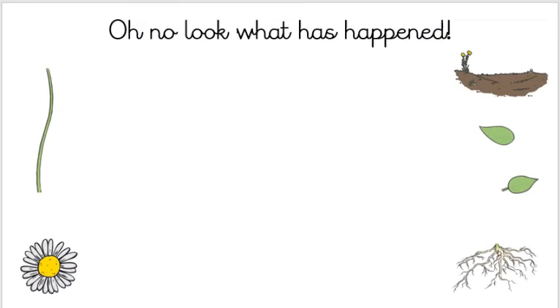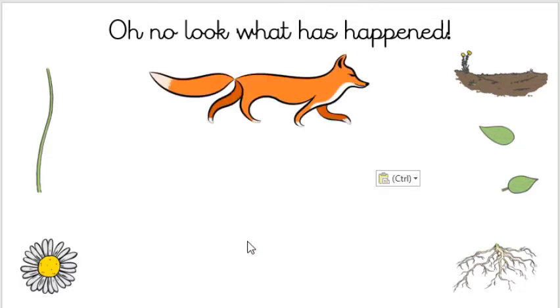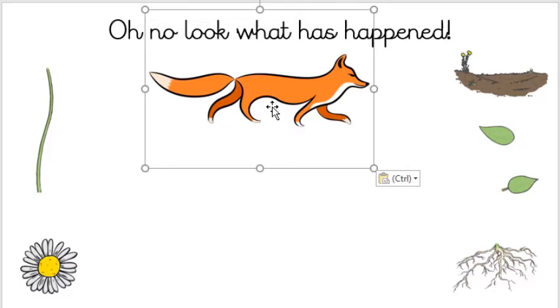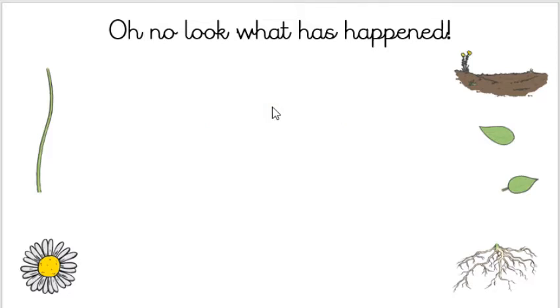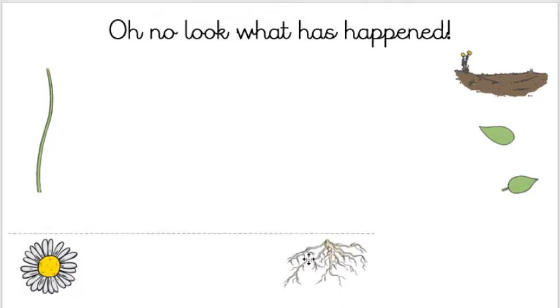Oh no, look what's happened to this plant. It's all mixed up. I wonder who did that. Here it is, this pesky fox. He has cut up the plant into different pieces. Right, are you going to help me put it back together? Let's get rid of this fox and, there he goes, and see if we can put the plant back together. So let's start at the bottom. What part is at the bottom of the plant? Yeah, we've got the roots at the bottom.